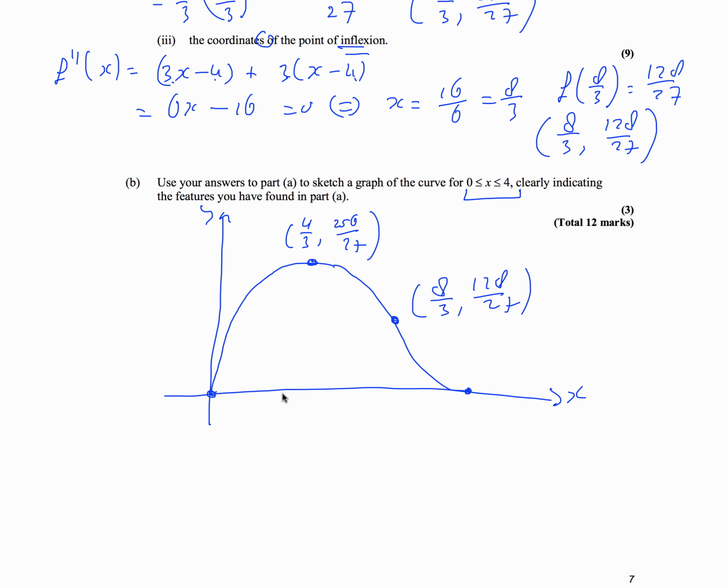Right, so did I have it? I got my zeros. This is 4, this is 0, this is 1, this is 2, this is 3. 4/3 is my maximum. Point of inflection is there. This would be my minimum, actually. Might as well put it in. Minimum, maximum, and an inflection point.